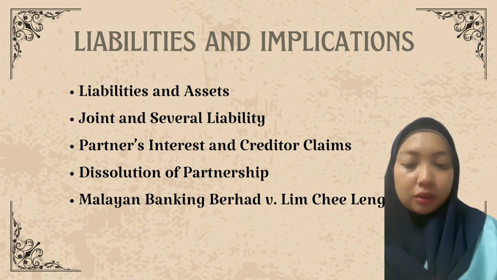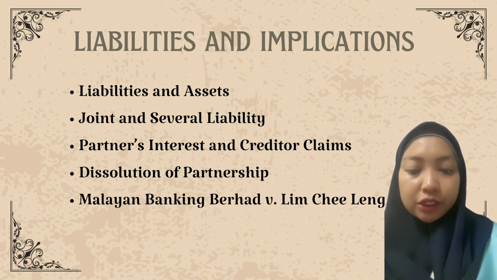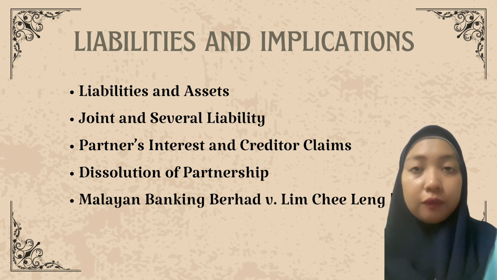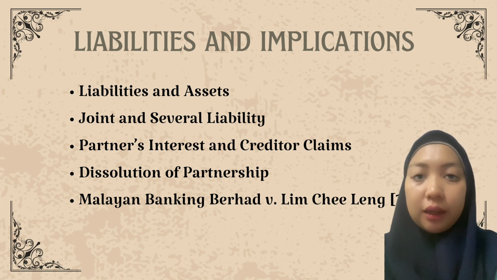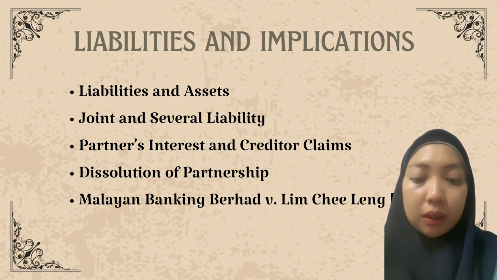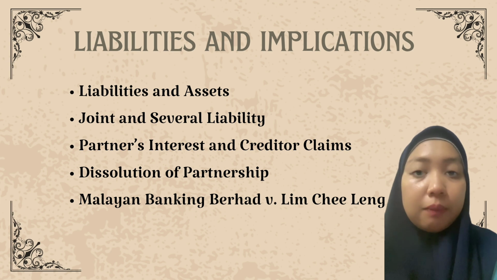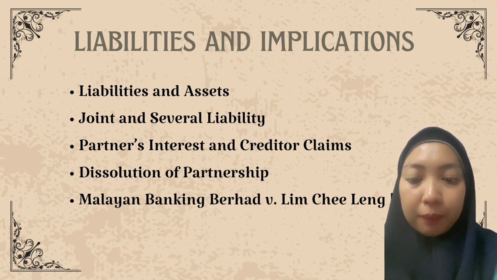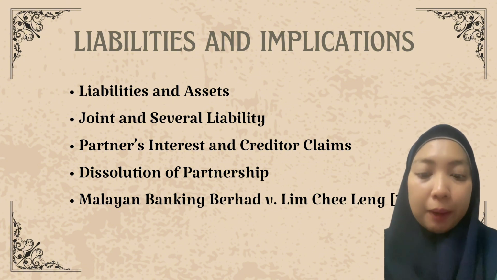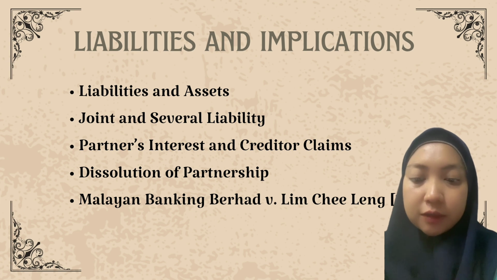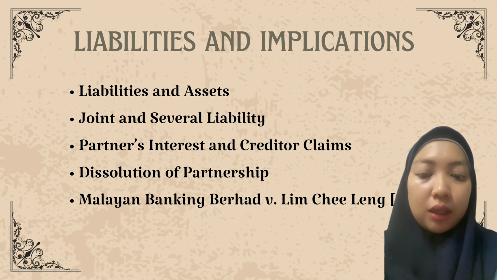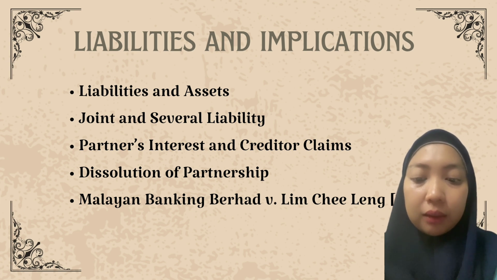Liabilities and implications. Partnership assets are used to pay off a company's debt first. Creditors may only pursue personal assets if the partnership property is insufficient. Joint and several liability: each partner bears part of the company debt. Creditors can target any partner for full repayment. This poses financial risk due to potential mismanagement by any partner.